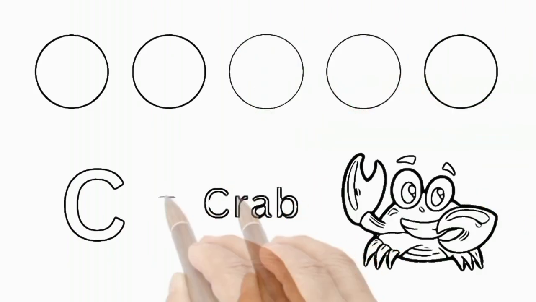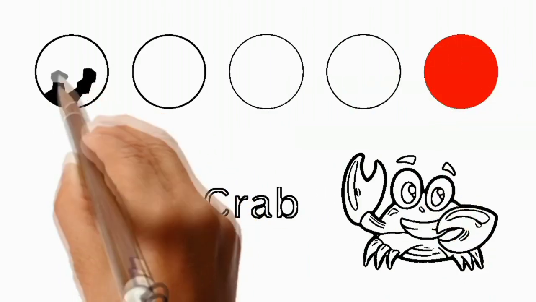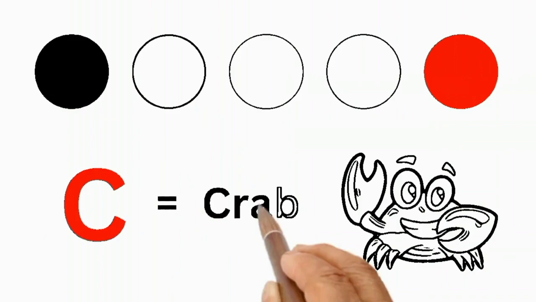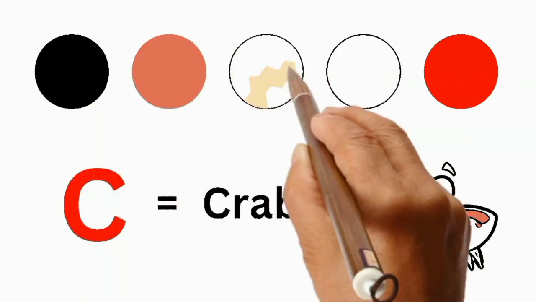C. C for crab. Crab. C, R, A, B. Crab. C for crab. Crab.